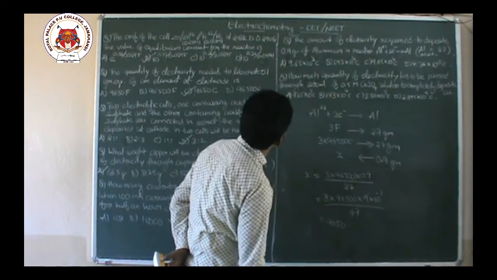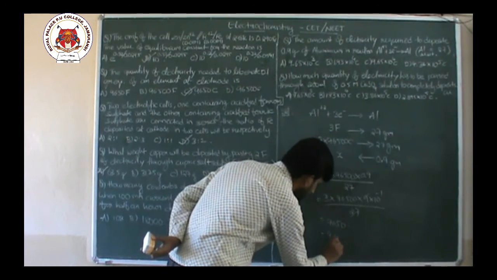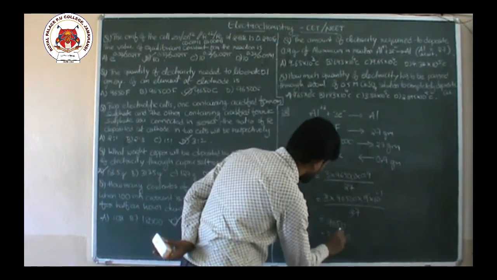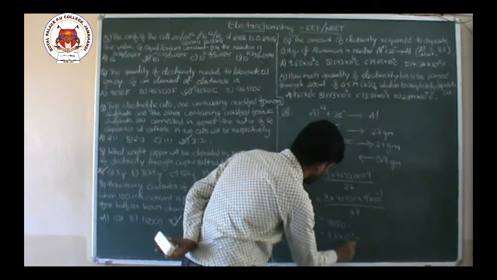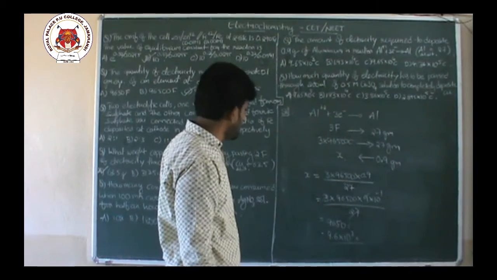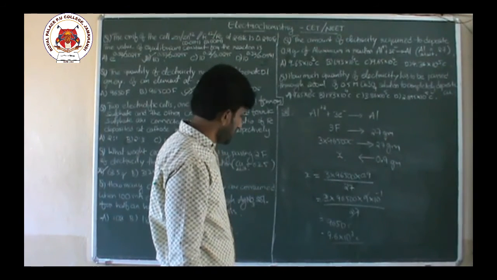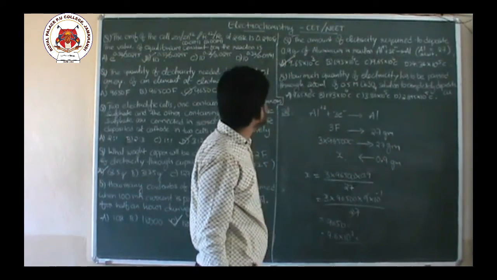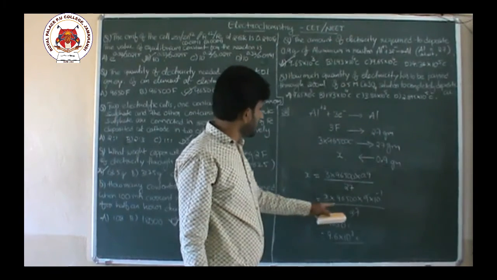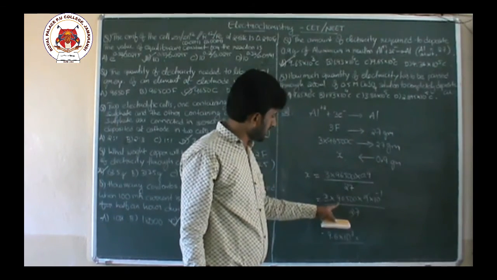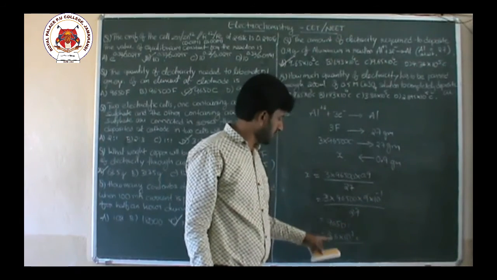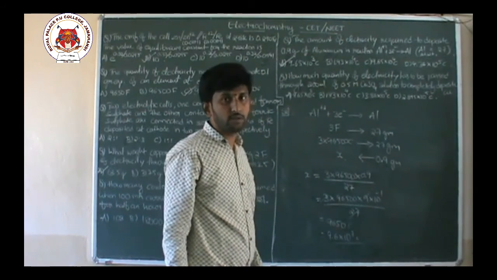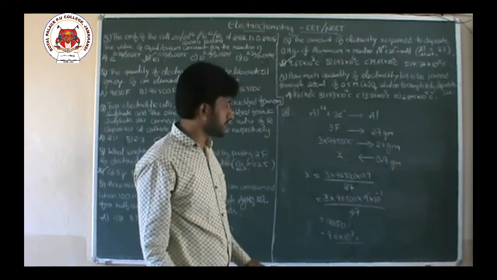This can be written as how much? It can be written as 9.65 into 10 raised to 3 coulombs. Okay, so that answer is A, 9.65 into 10 raised to 3 coulombs. Okay, so 3 nines 27 and 27 cancel. 96,500 into 10 raised to minus 1 means 9,650. 9,650 can be written as 9.65 into 10 raised to 3 coulombs. So that is option 1.